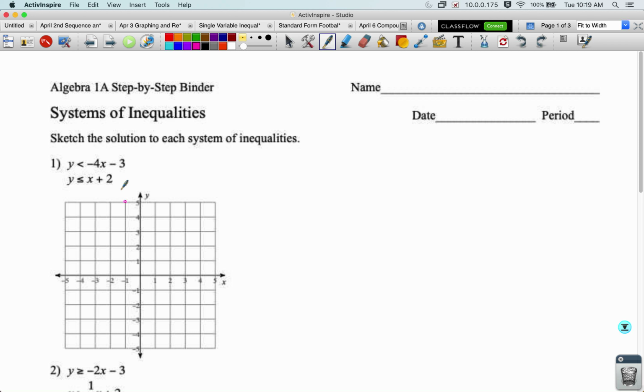So with systems of equations, we're trying to represent the one combination of an x and a y that make them both true at the same time. Here we want to represent the region of solutions that make both of these inequalities true at the same time.